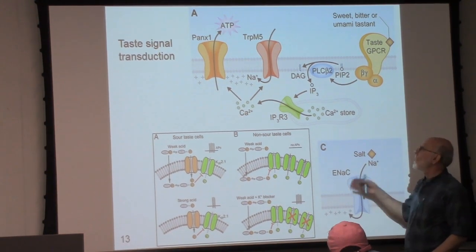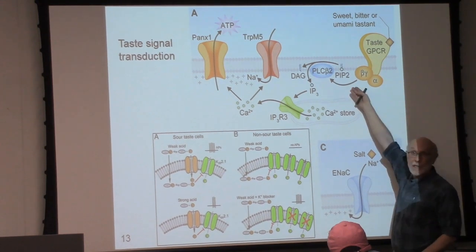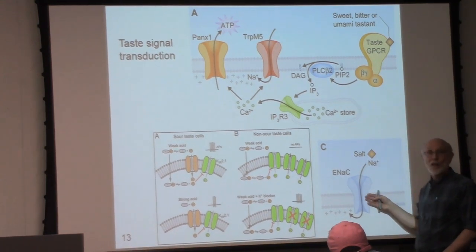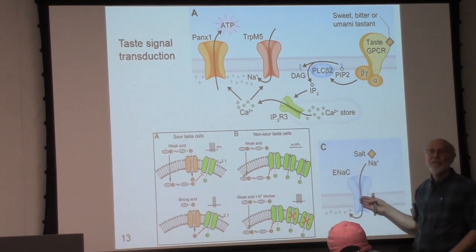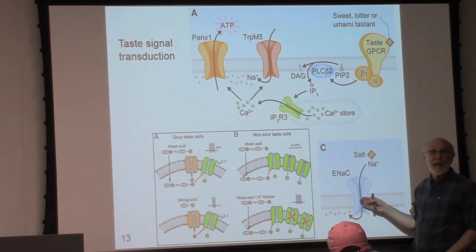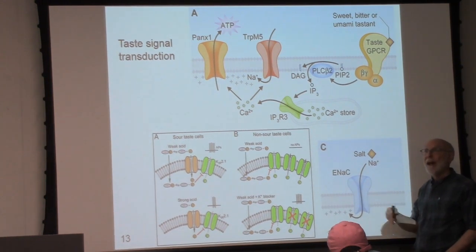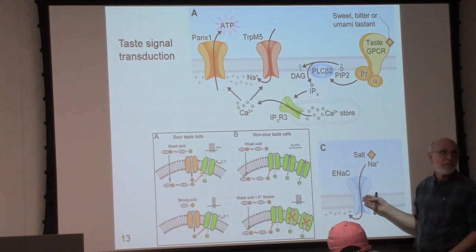So that one, in some ways, is easier than this. All you have to do is remember that there's a salt channel, a sodium channel. This is not the voltage-gated sodium channel that triggers the action potential in the afferent neuron. This is a different sodium channel.